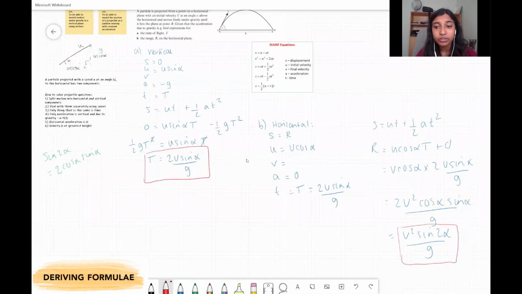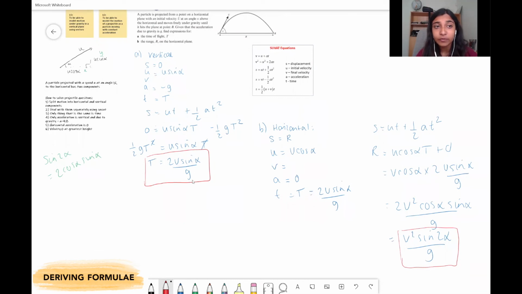So these are two key formulas for projectiles that you may be asked to either derive, or you could just learn them and then plug them in if you're asked to find your time or your range. But I would recommend you just learn how to derive it and learn where we came from, because that's easier than just memorizing the two formulae.